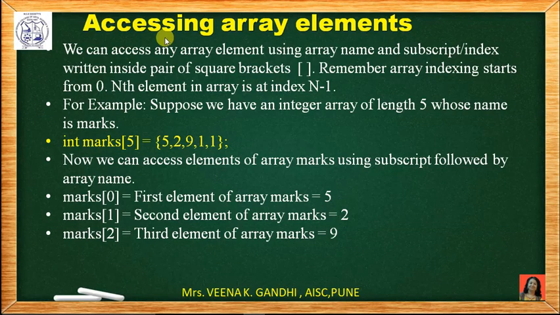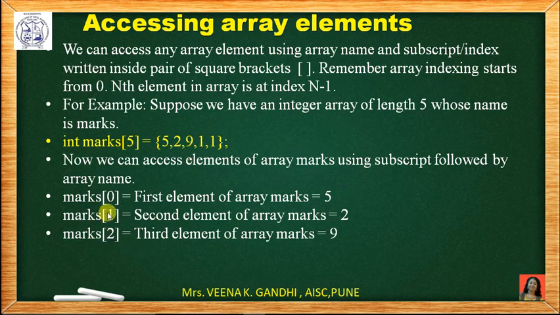Next topic is how to access the array elements. We can access the array elements by using the array name followed by the subscript in square brackets. Suppose we declare the array here, int marks, and the size is 5, initialized with the values 5, 2, 9, 1, 1. The array index starts from 0, and the last element will be stored at what? At the fourth index, meaning size minus 1, that is 4. So we can access the array marks by using the subscript like this.